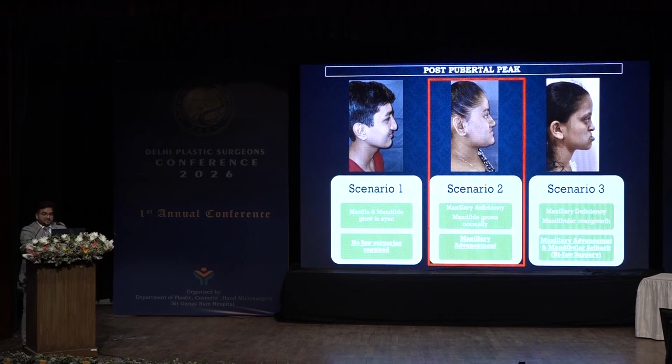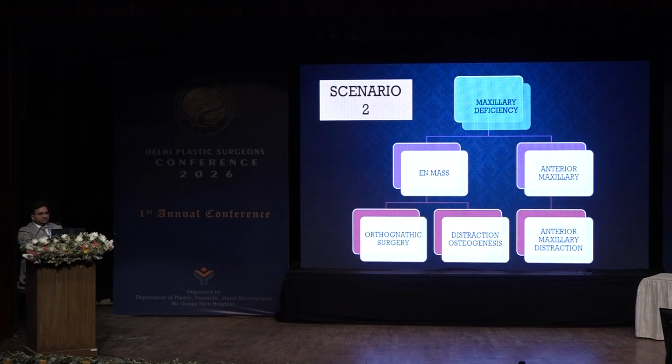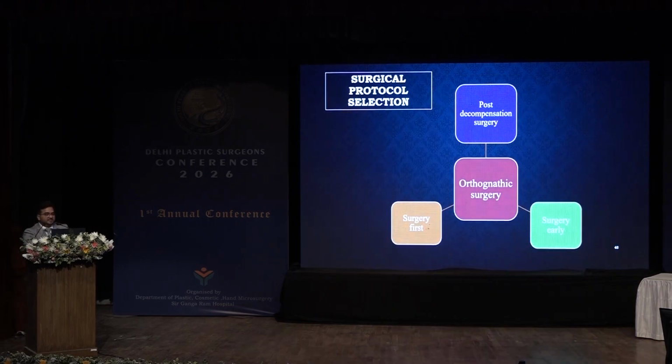Now coming to the interesting scenario, which is scenario 2. In this particular scenario, you have maxillary deficiency while the mandible is normal. Now you can have maxillary deficiencies of 2 types. You can have the maxilla en masse deficient. If it is deficient within the range of 6 to 10 millimeters, you can do one-shot orthognathic surgery for advancement. If it is beyond 10 to 15 millimeters, you will have to do distraction osteogenesis. The second type of maxillary deficiency is only the anterior maxilla, where you will have to do anterior maxillary distraction.